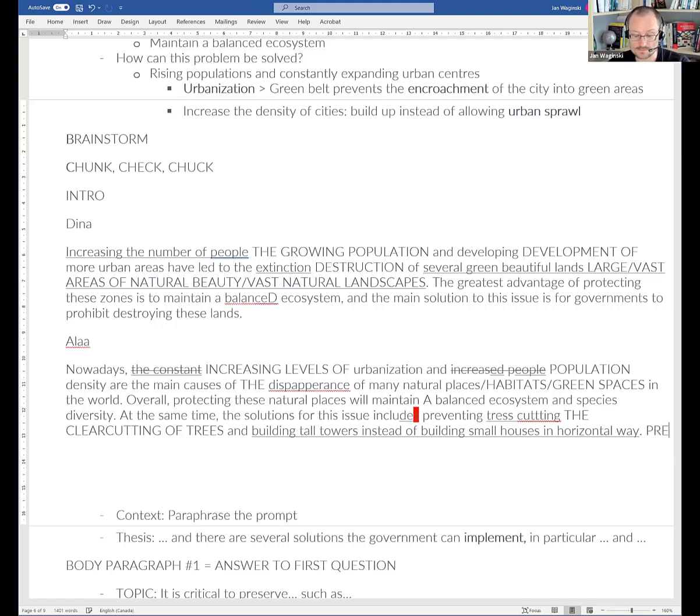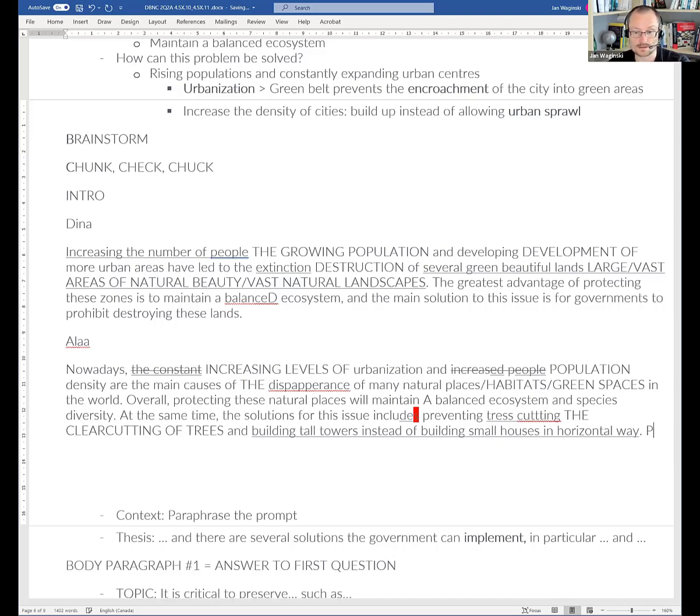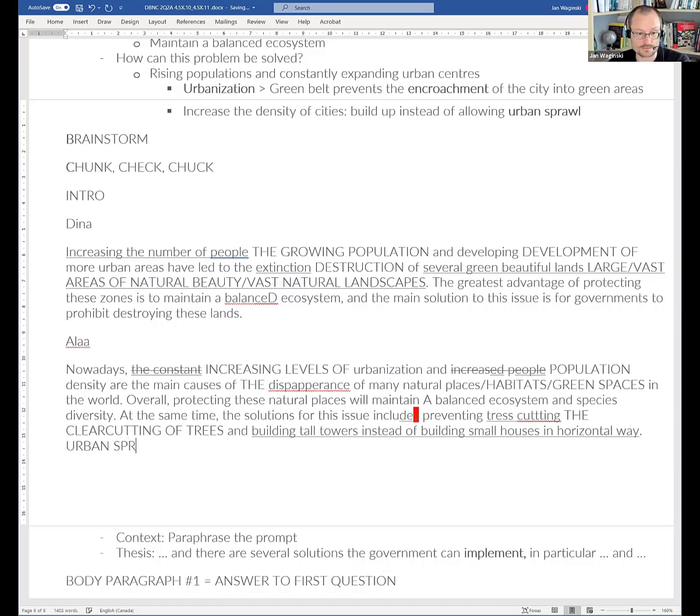And preventing the clear cutting of trees and urban sprawl. See, this clear cutting of trees doesn't really. Okay. Let's see how this goes, but really preventing urban sprawl is really the solution.